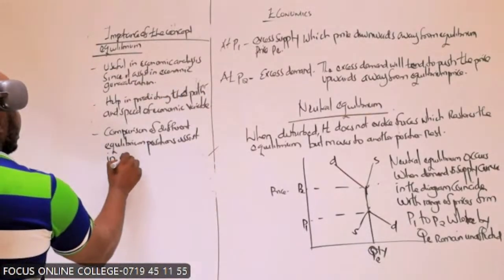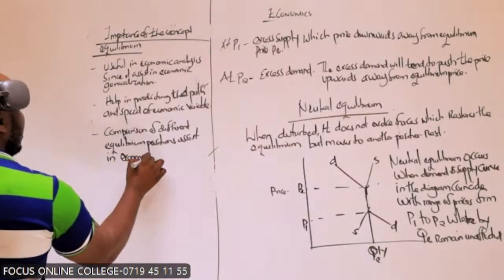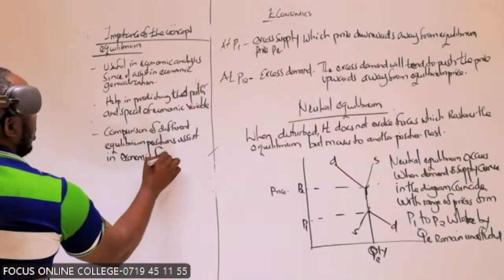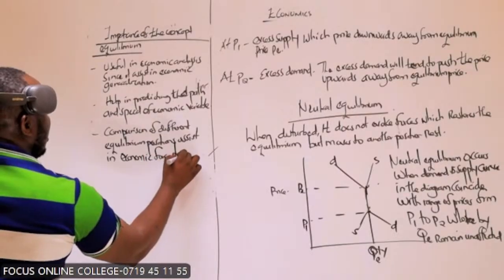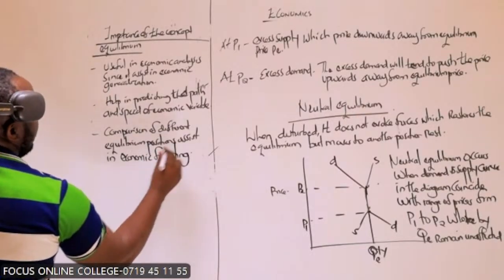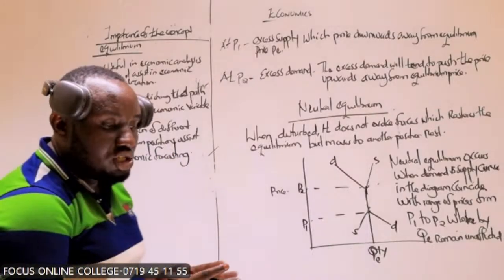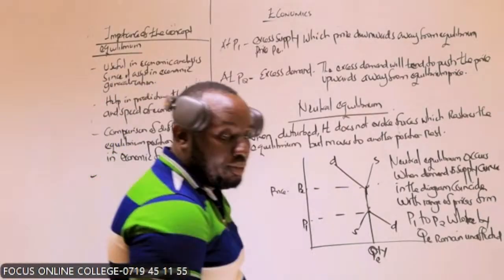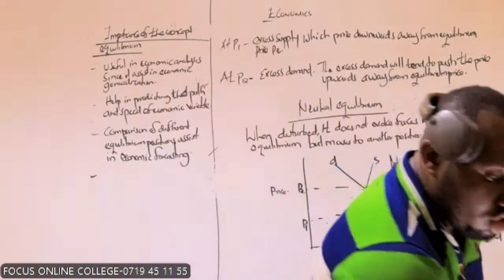However, most of the questions that you're doing are forecasting questions. They will fall because you'll be given questions for 2024. So when you compare those different equilibrium positions, you'll be given questions. They definitely assist in economic forecasting.